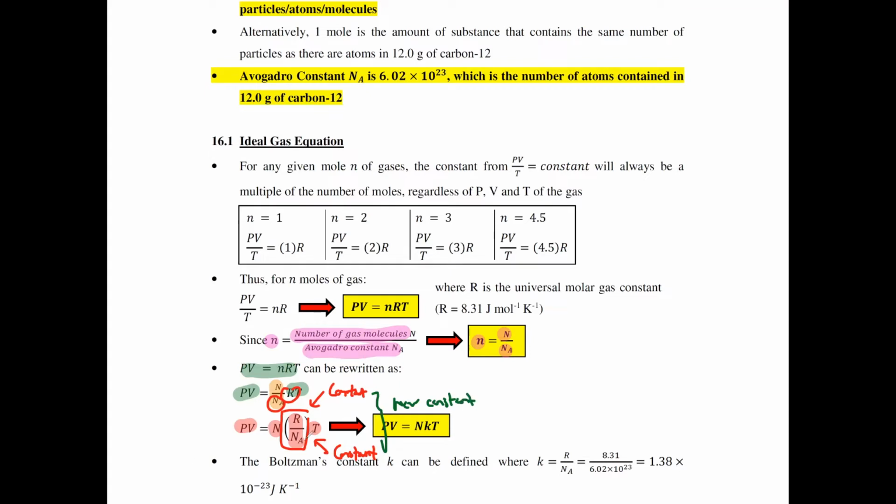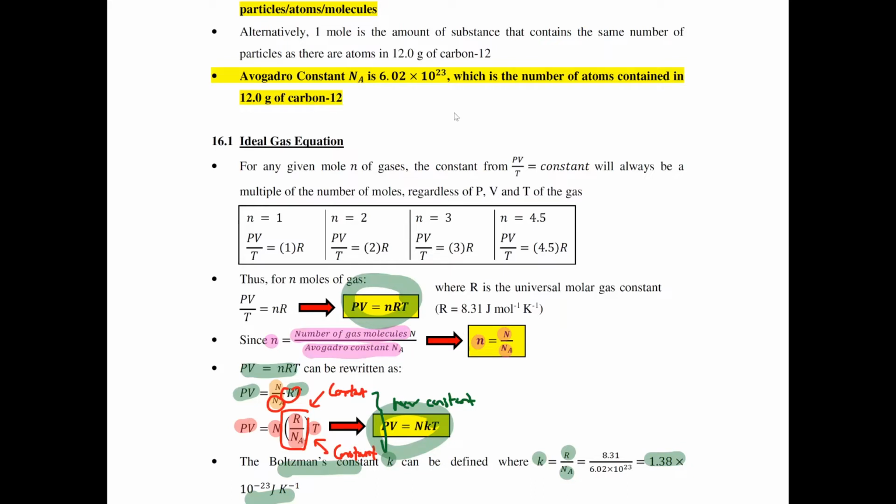Okay. R is a constant, Avogadro number is a constant. So the ratio of the two constants gives you a new constant, which is your Boltzmann constant, k. All right, which is defined as the molar gas constant divided by your Avogadro number, giving you this value. Again, you can also get it from your data sheet on page 2 of your exam paper. All right, so your equation PV equals nRT from before can be rewritten as PV equals NkT.